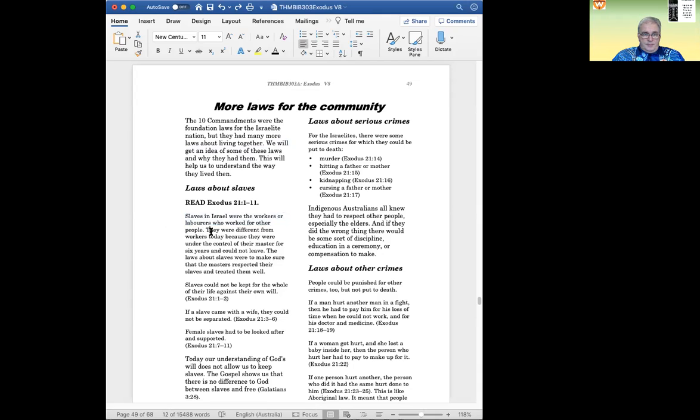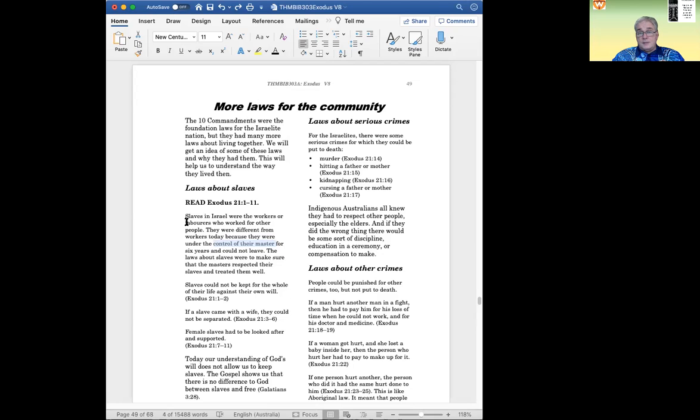Now, it's different from how people work today because they were under the control of their master for many years. Now, this law sets some limits. So in Egypt, when they were slaves, they had to work for their masters. They were under the control of their masters forever.